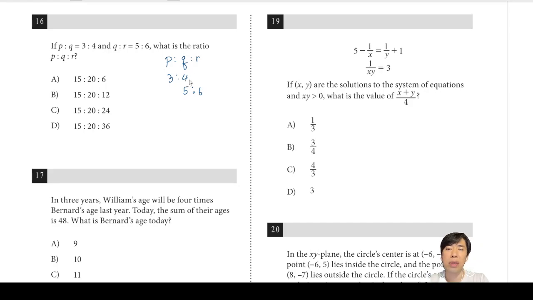How? What is the common multiple of 4 and 5? It's going to be 20, right? So if you have middle number 20 there, what do you have to multiply here? You multiply 4 and 4, so this number becomes 24. For this 4 to become 20, you have to multiply 5. So multiply 5 here, then you must multiply 5 there too. So that's 15. So the ratio of P to Q to R is 15 to 20 to 24. So the answer is C.